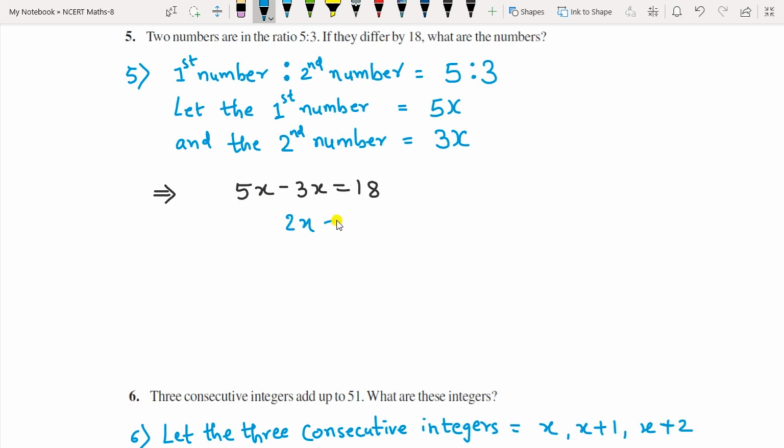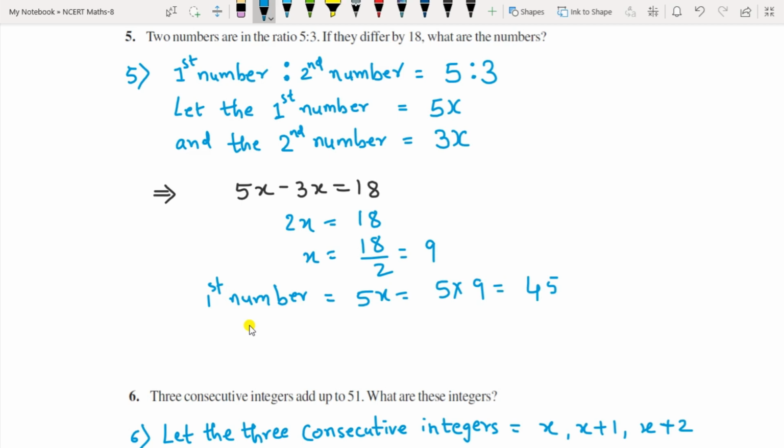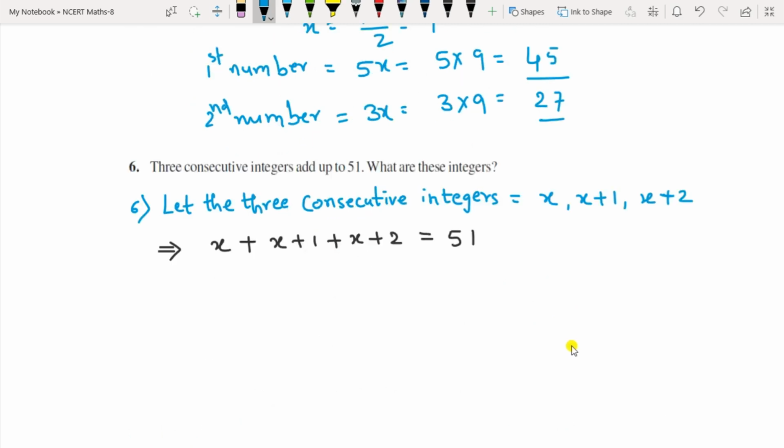So you will get first difference means 2x equal to 18. So x equal to 18 by 2. That gives a 9 answer. So substitute values in first number. So first number is 5x, that gives 5 into 9 is 45, and second number is 3x, that is 3 multiplied by 9, gives 27. So 45 and 27 are the two numbers that differ by 18.